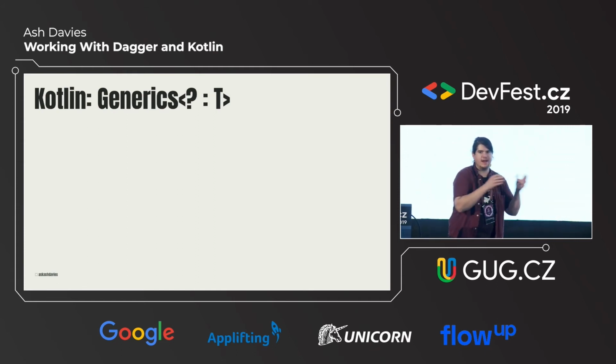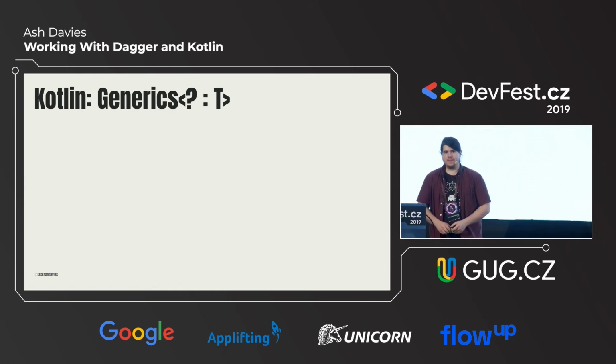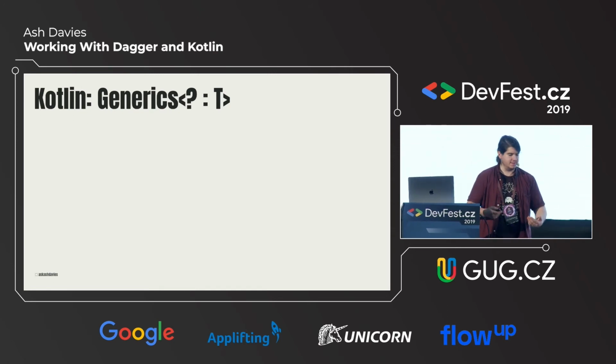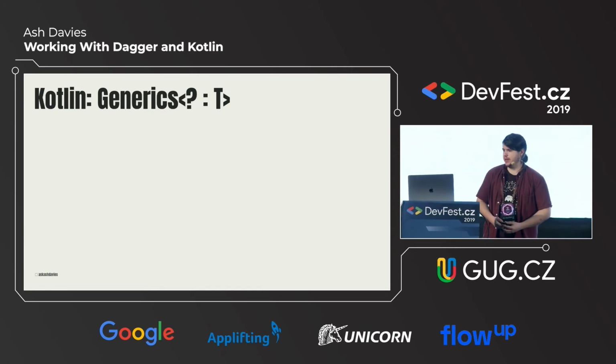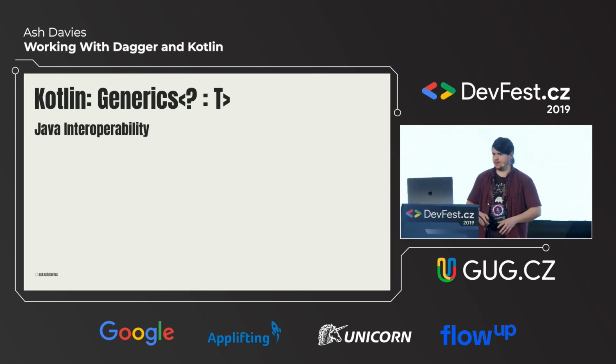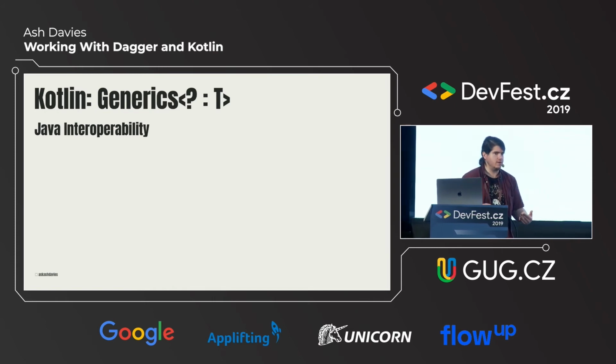Is it invariant? Is it outvariant? Is it covariant? Is it my variant? I don't know. And it's really tricky to get your head around, and I'm still trying to manage that myself, actually. But it's important to know how it's operating with Java. So this complication of interoperability with wildcards, because, well, Kotlin doesn't have wildcards.